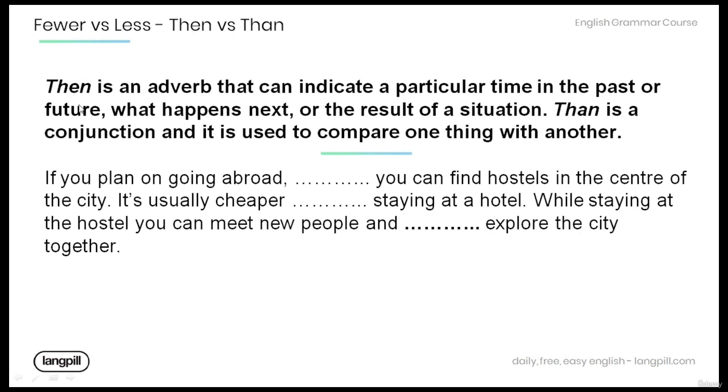Also remember that then is an adverb that can indicate a particular time in the past or future, what happens next, or the result of a situation. And than is a conjunction and it is used to compare one thing with another. Have a look at the sentences below and fill in the blanks using then or than.